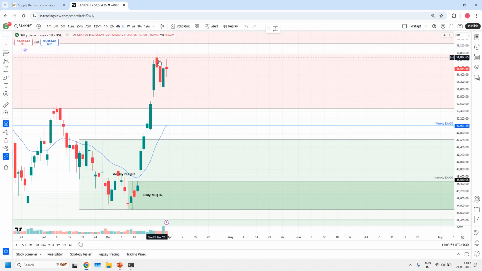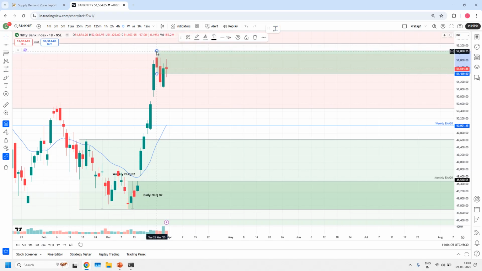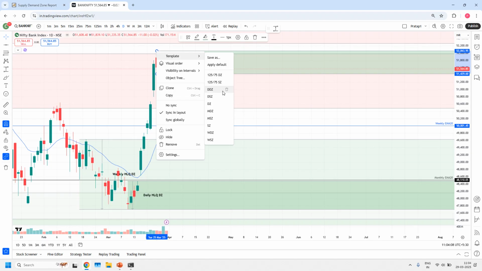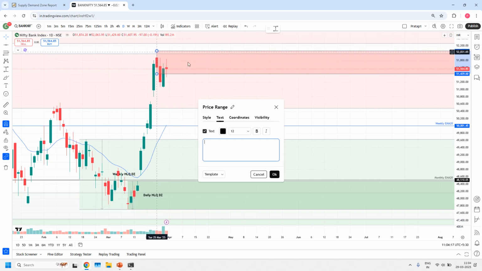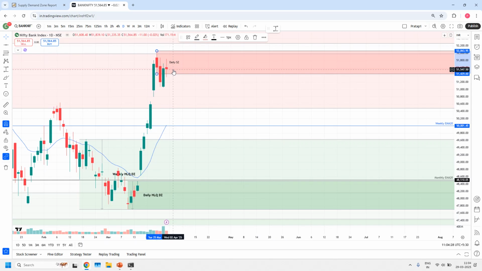Rally base drop, rally base drop. So already they created a supply zone. Daily supply zone. And how powerful this supply zone is, we only know in the coming week. If this zone is violated, okay, fine. But if it again pushes the prices down, maybe a LOTL zone might be created.